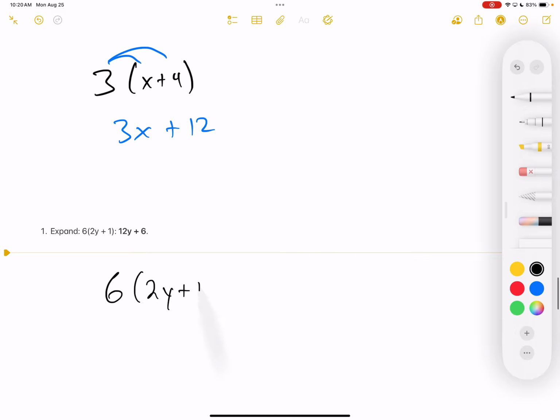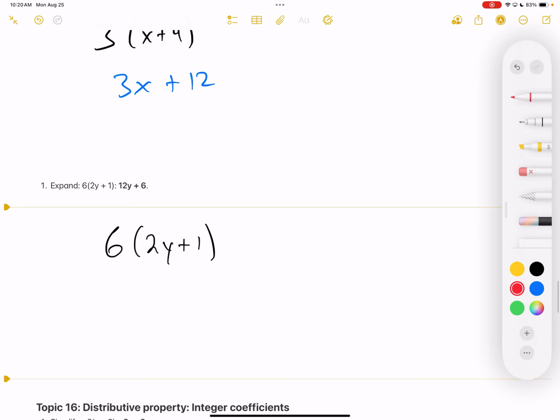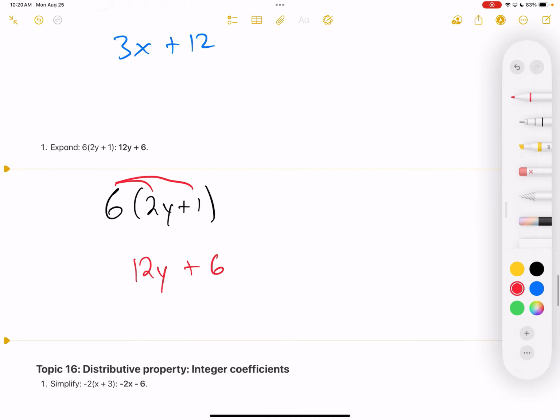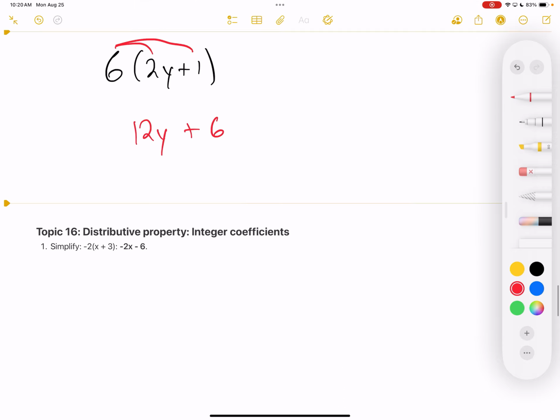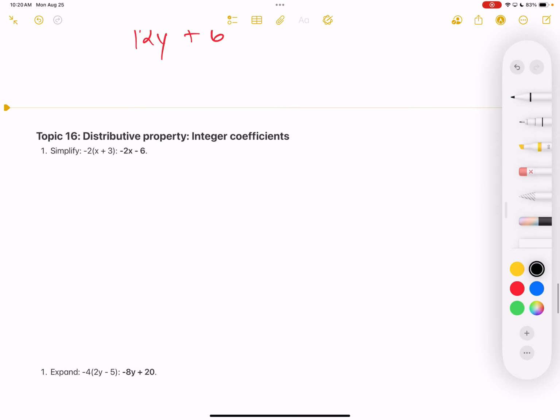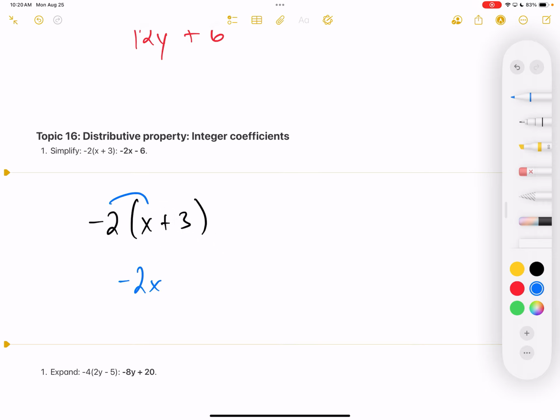And then this one, I take the 6 times everything in there. So 6 times 2y would be 12y. 6 times 1 would be 6. Same thing, but I think we're doing a negative on the front this time. So negative 2 times x would be negative 2x. Negative 2 times 3 would be negative 6. So negative times a positive is negative.